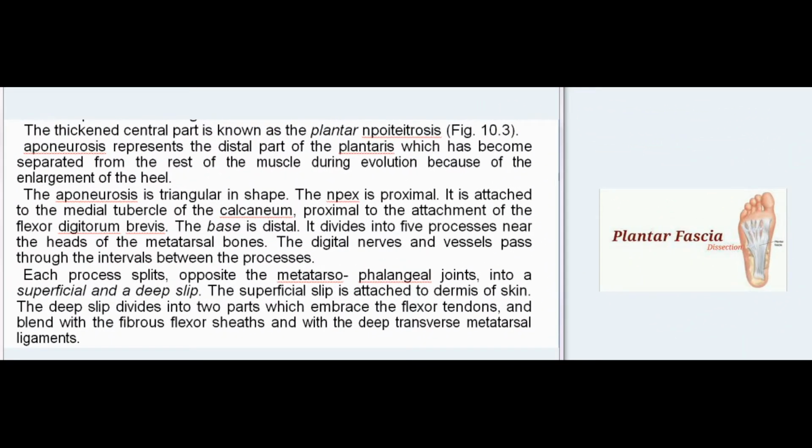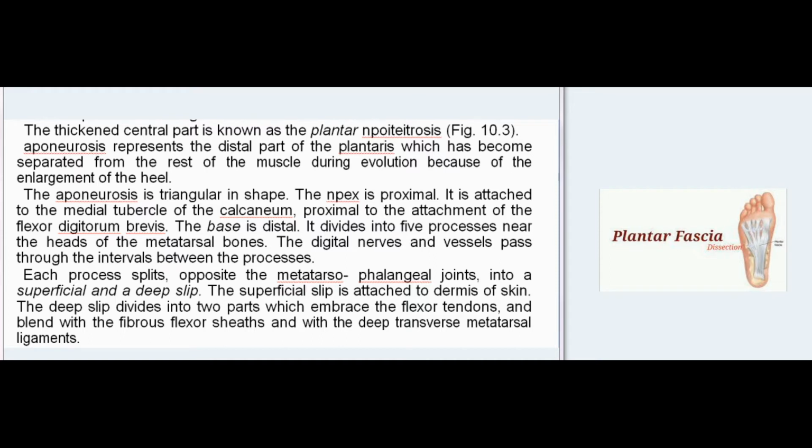Aponeurosis represents the distal part of the plantaris which has become separated from the rest of the muscle during evolution because of the enlargement of the heel. The aponeurosis is triangular in shape. The apex is proximal. It is attached to the medial tubercle of the calcaneum, proximal to the attachment of the flexor digitorum brevis. The base is distal. It divides into 5 processes near the heads of the metatarsal bones.